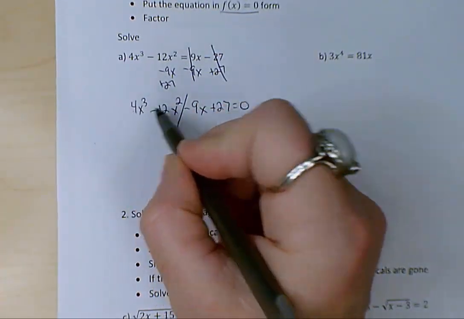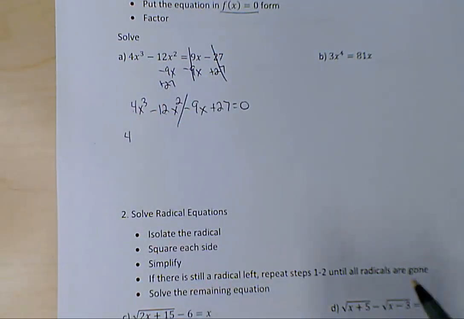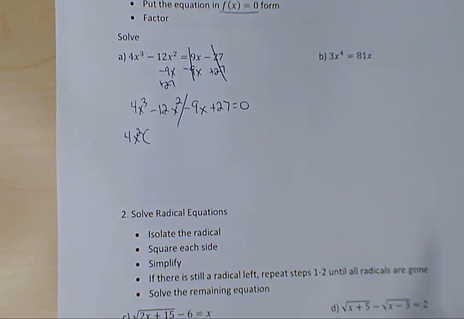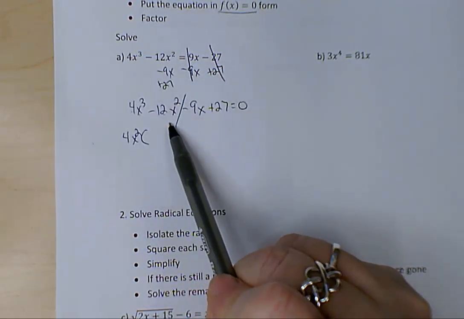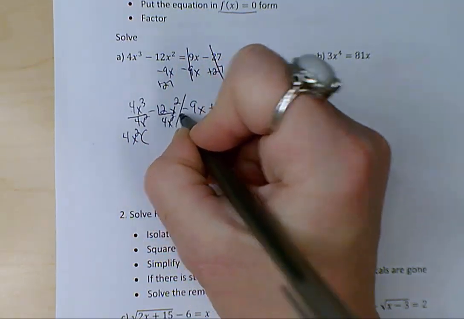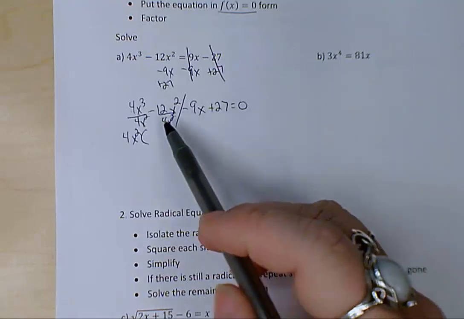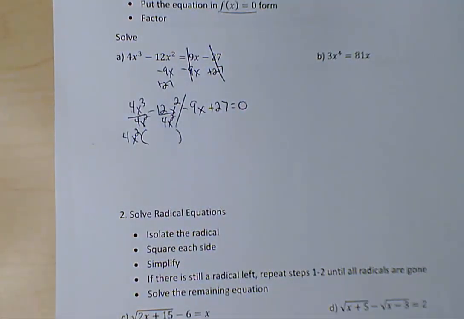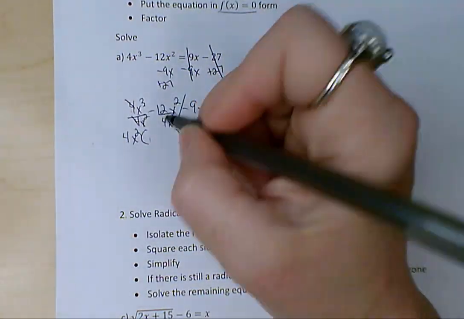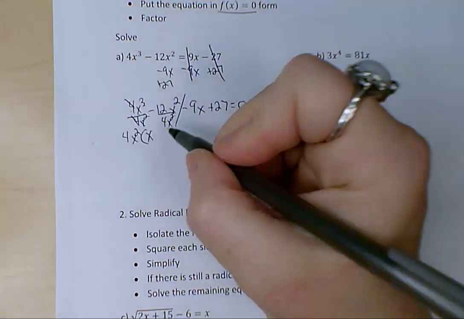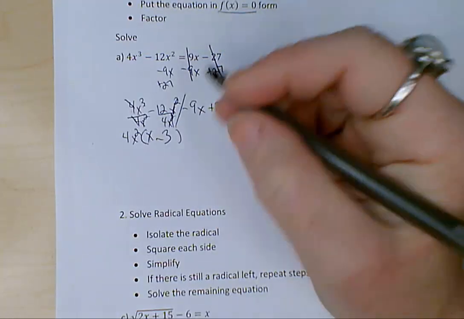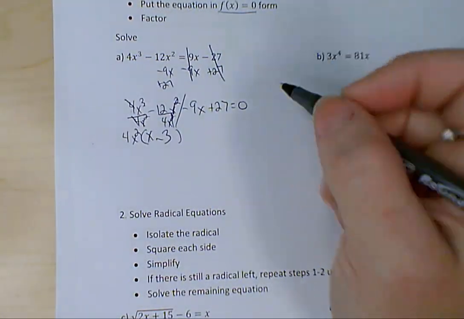Looking at my front grouping here, 4 and 12 has a 4 in common, so I'm going to pull that out. And x cubed and x squared has an x squared in common. My GCF for this first grouping only is 4x squared. If we factor that out to the front, we divide it out of that group to see what's going to be left in our parentheses. When we divide, 4 over 4 cancels to a 1. X cubed over x squared is just an x. Minus 12 over 4 is a 3. And x squared over x squared cancels out to a 1.